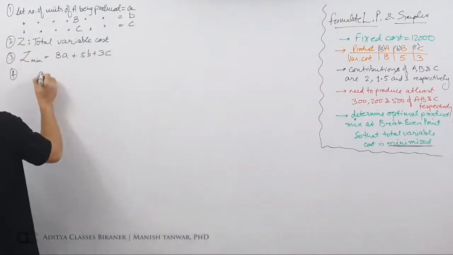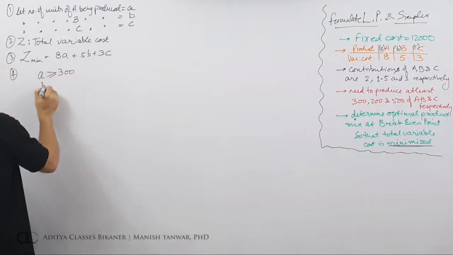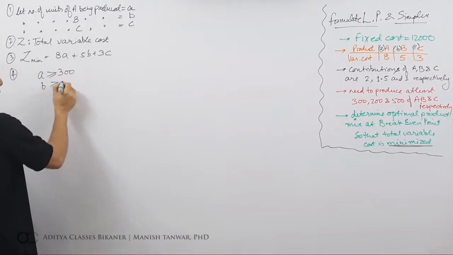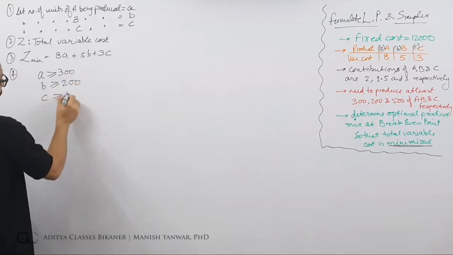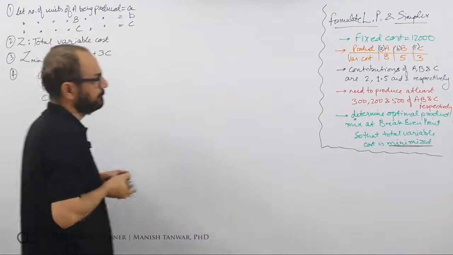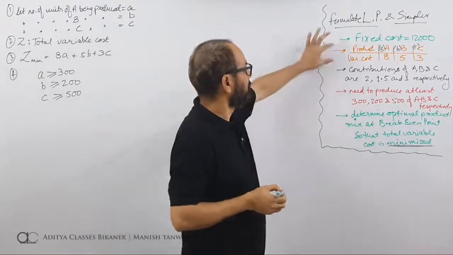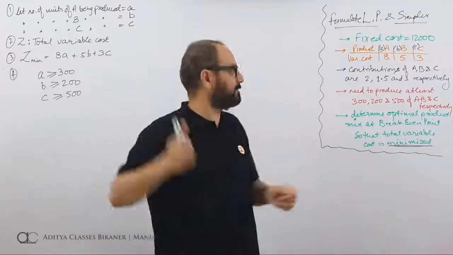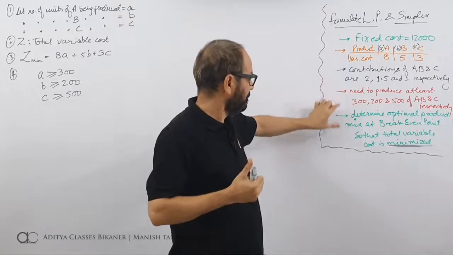What is the constraint? A should be greater than or equal to 300, B should be greater than or equal to 200, C should be greater than or equal to 500. Need to produce this much. So, this gave me my objective function. This has given me my constraint.